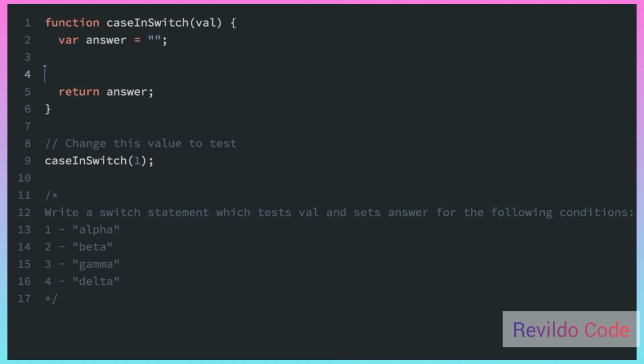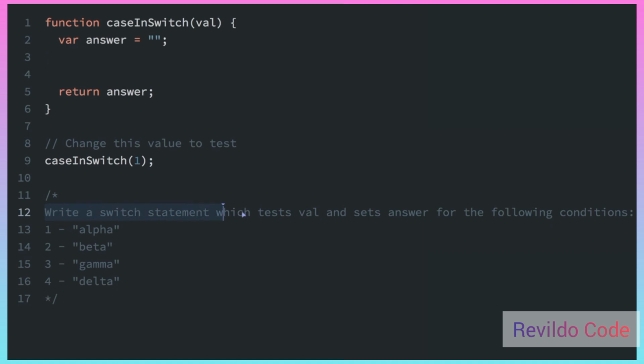Instead of using chained else if statements, you can use a switch statement. A switch statement tests a value and can have many case statements which define various possible values. So let me show you how that works.